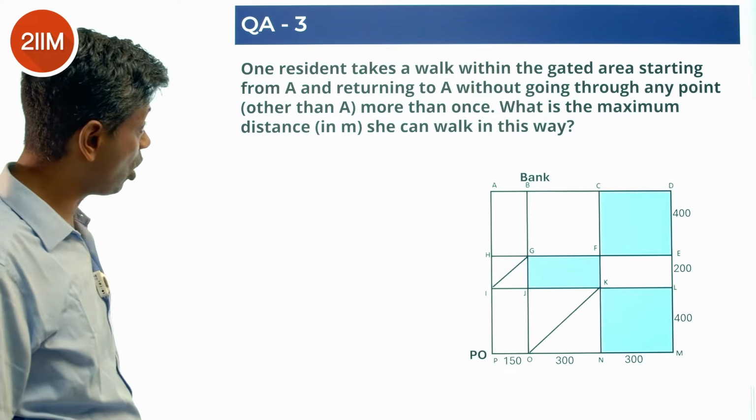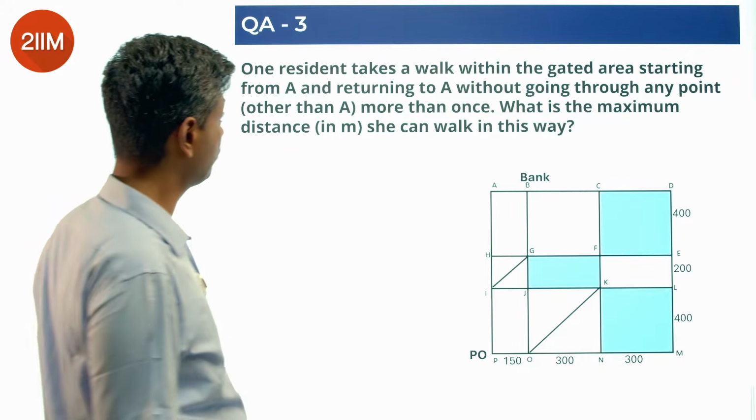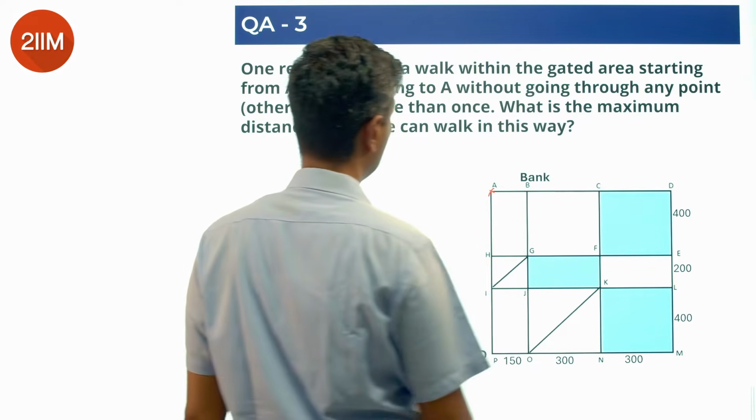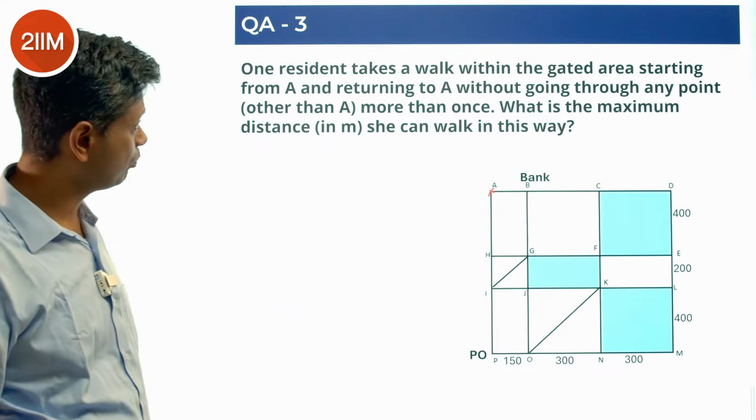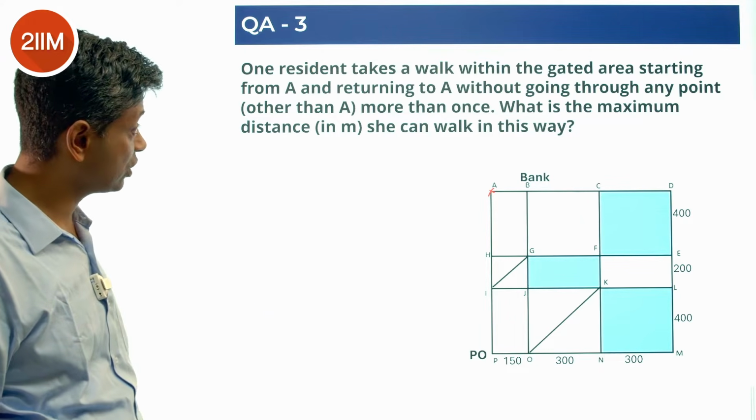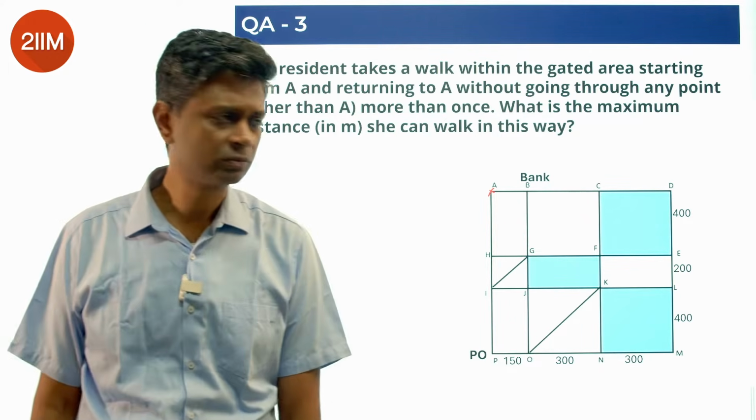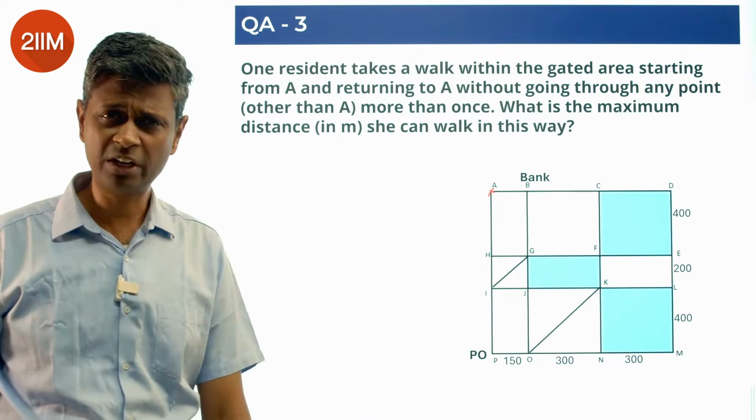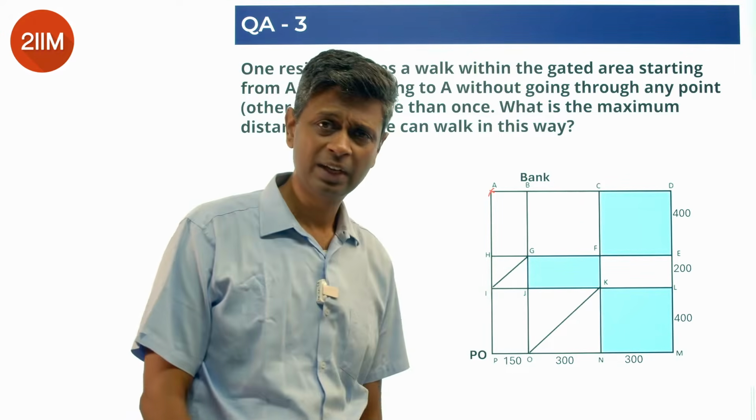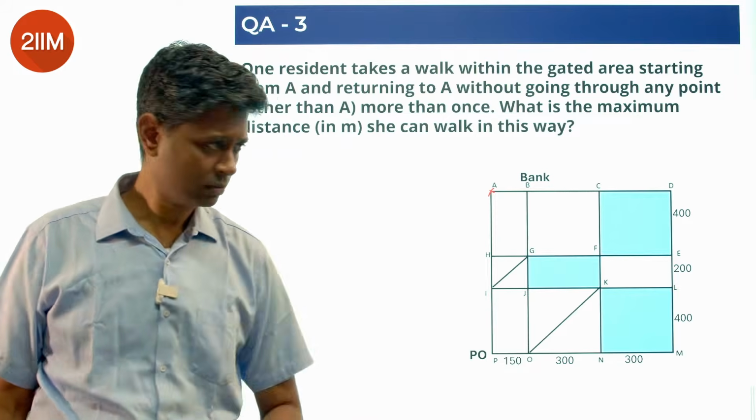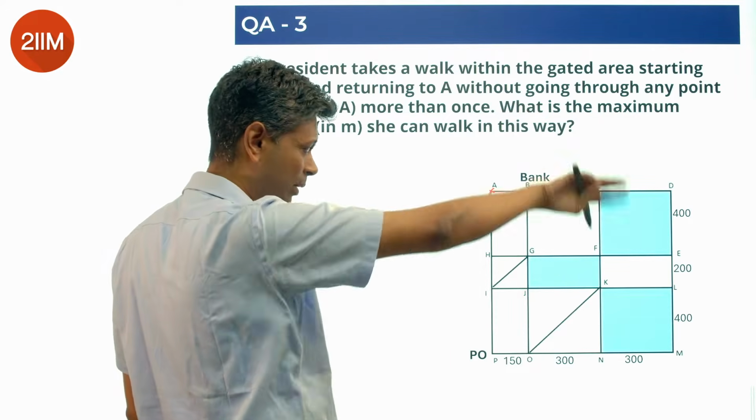One resident takes a walk within the gated area, starting from A, returning to A, without going through any point more than once. What is the maximum distance she can walk in this way? Right? Maximum distance. So straight away I'm saying I'm going to look to avoid these two. Any point exactly once. So let's go this way and try to come back this way.